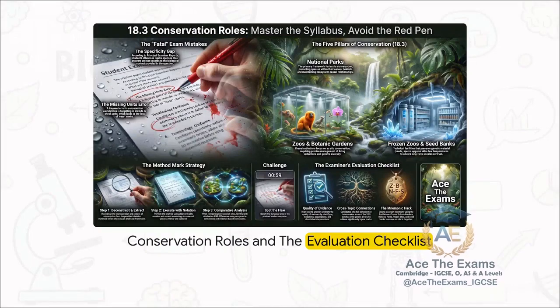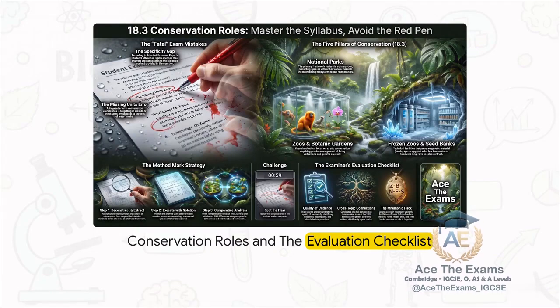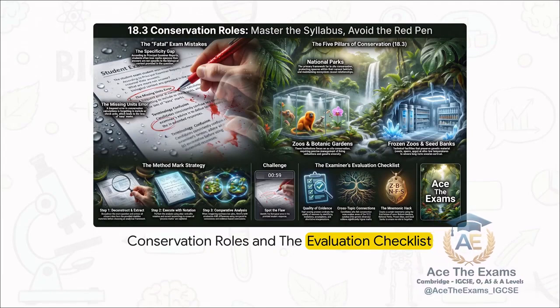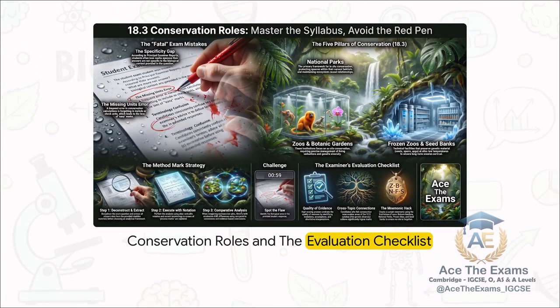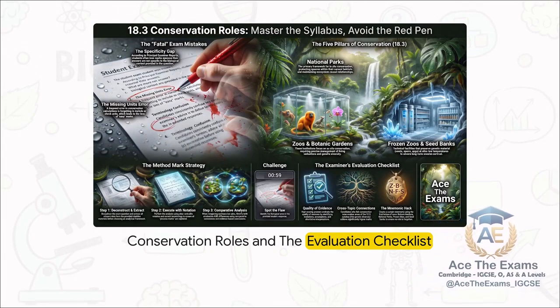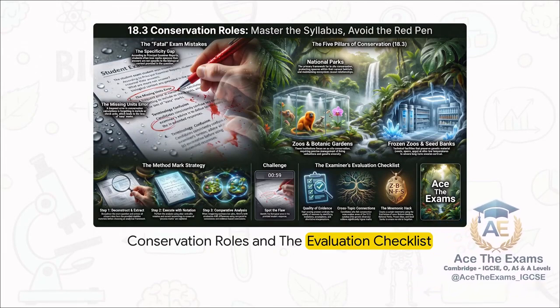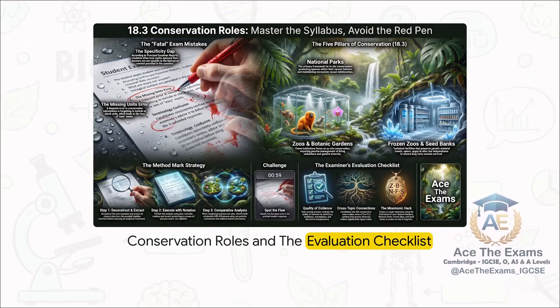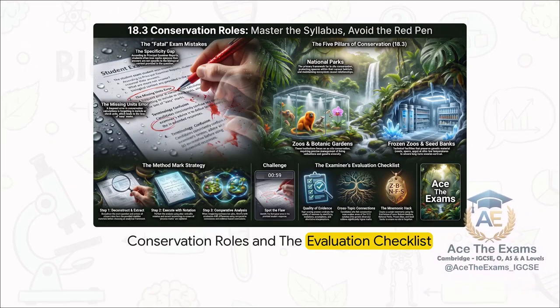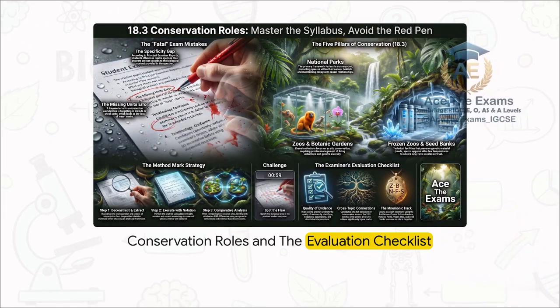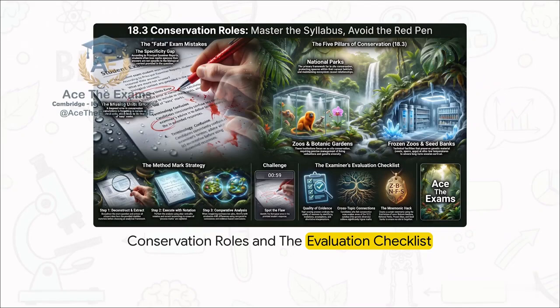Let's look at what evaluative thinking looks like in practice. When you're assessing the conservation roles of things like national parks, zoos, or seed banks, high-scoring answers will always evaluate the quality of the evidence. Check out the examiner's evaluation checklist right here on the slide. You actually need to identify the limitations within the provided biological scenarios and use comparative connectives to bridge both sides of a biological argument. We've even got a great little mnemonic hack for you at the bottom right, ZBNFS. That stands for zoos, botanic gardens, national parks, frozen zoos, and seed banks. Using that ensures you won't forget a single conservation role when you're evaluating a complete ecosystem.